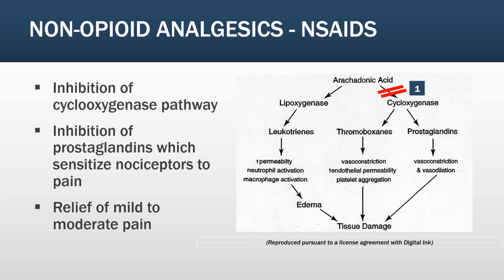Although opioids are the mainstay for the treatment of pain in the ICU, there is still a place for non-opioid analgesics. Non-steroidal anti-inflammatory drugs, or NSAIDs, inhibit the synthesis and release of prostaglandins by inhibition of cyclooxygenase, as you can see with number 1 on the chart here. Prostaglandins are involved in sensitizing pain receptors and inflammation, maintaining gastric mucosal lining, and have a role in the production of thromboxane, which causes the aggregation of platelets. These agents are typically used for the relief of mild to moderate pain and may be used in combination with other opioids.